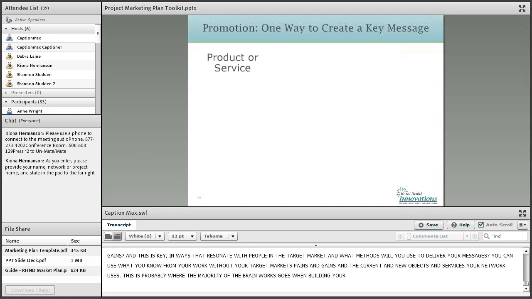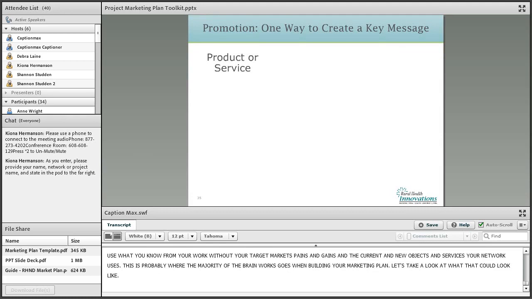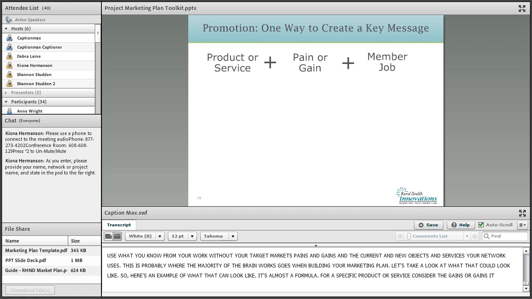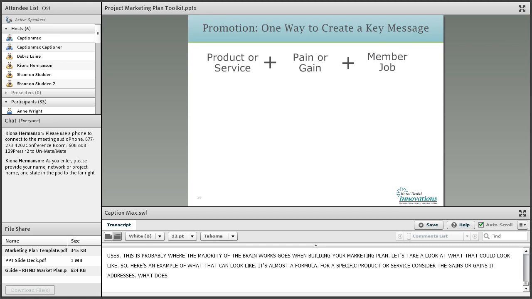And what methods will you use to deliver your messages? You can use what you know from your prep work about your target market's pains and gains and jobs, and the current and new products and services your network offers to create these messages. Just so you know, this is probably where the majority of the brain work goes when you're building your actual marketing plan. Let's take a look at what that could look like.